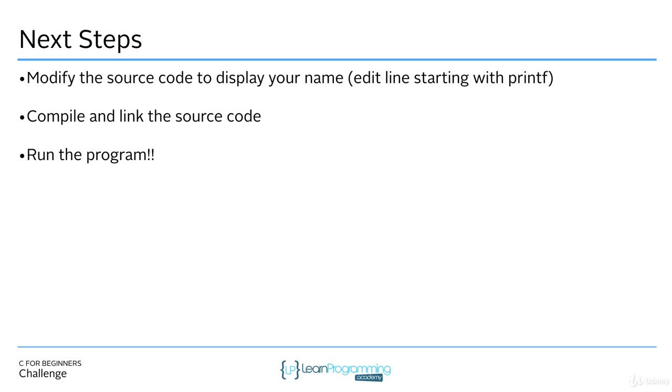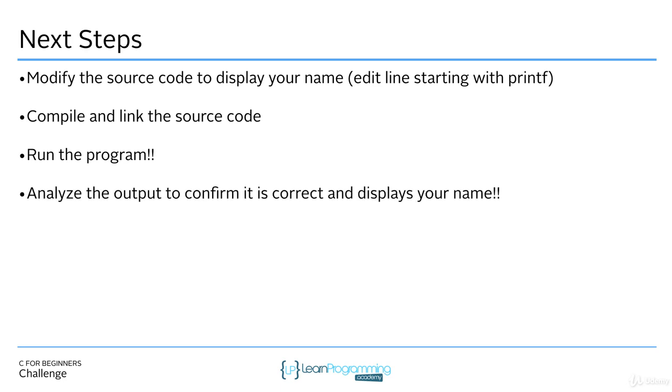You want to execute it. And again, this is just another menu option in the IDE in Code::Blocks. Once you run the program, it's actually going to display a new console. It's going to display the DOS prompt, that little black window. And you need to analyze the output to confirm that it's correct. If it doesn't display your name, then you're going to have to repeat this process. You're going to have to go and edit the source code, recompile, which will link, and then run.